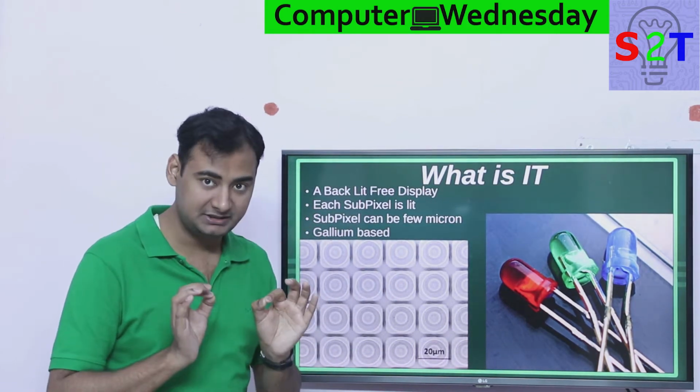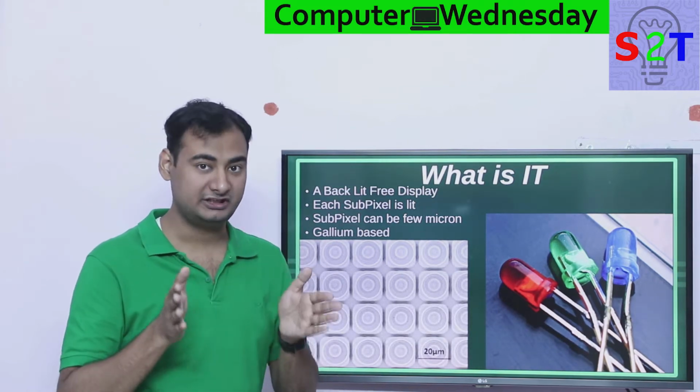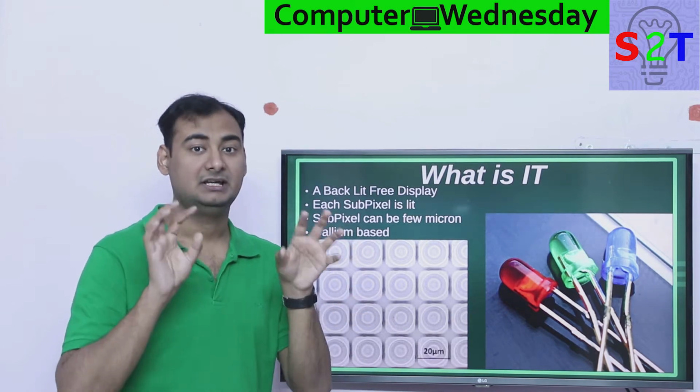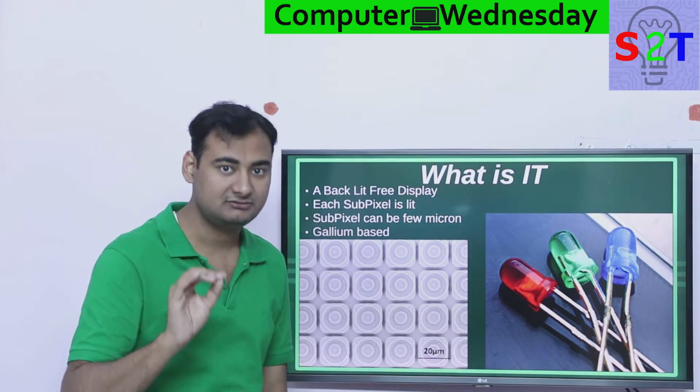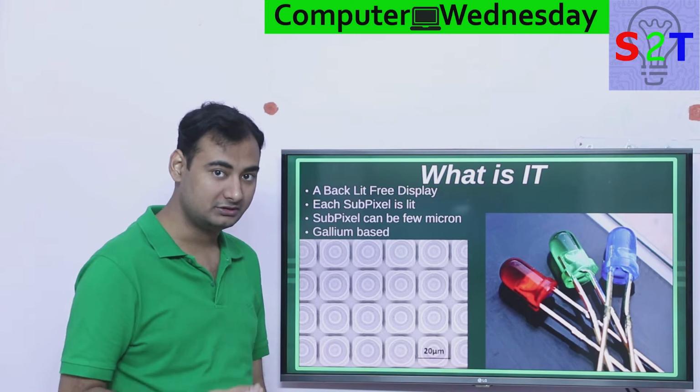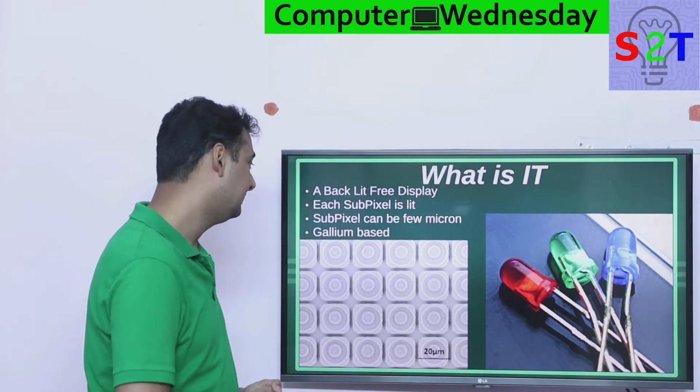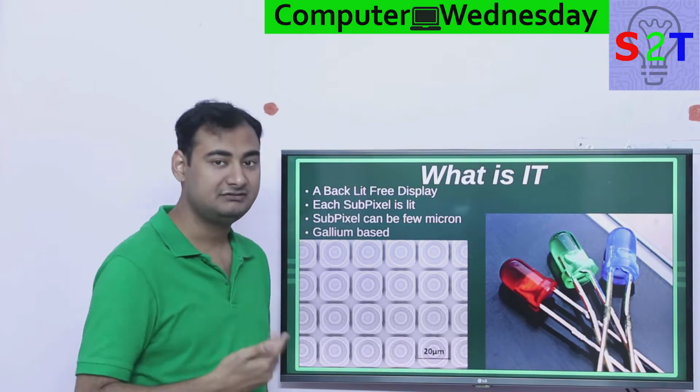Basically, a pixel is divided into three core categories, R, G, B. Each of them is called a subpixel. In this scenario, the subpixel itself will illuminate the light. That is the core difference between LCD and micro LED. Now we have this kind of technology.